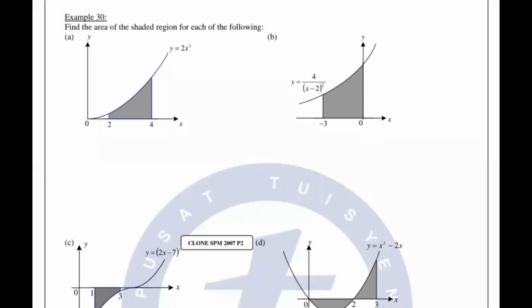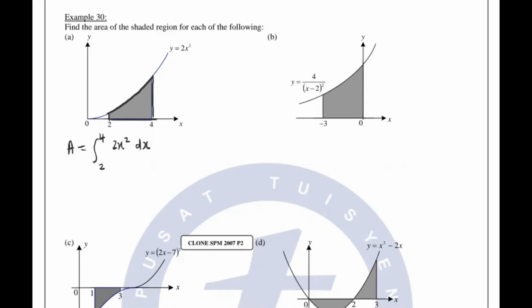Example number 30. Now remember, if you want to find the area under the graph, so this graph is bounded by the curve, the x-axis, x equals 2 and x equals 4. So this is how you write it. We write the lower limit 2, the upper limit 4, your y is 2x squared, and then dx.